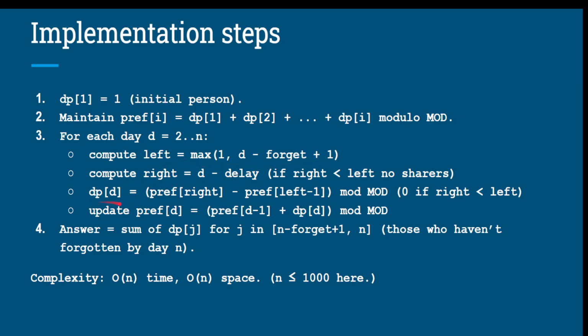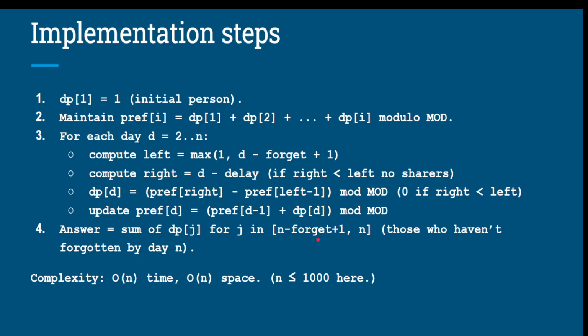And then we will calculate the dp at day as prefix right minus prefix left minus 1, and you have to take the mod also, and you will update each day. Okay, that means prefix of day minus 1, the previous day, plus the current day, you will add, and you will update the current one. So the answer is nothing but the sum of dp from j to the current value, since we know the ranges.